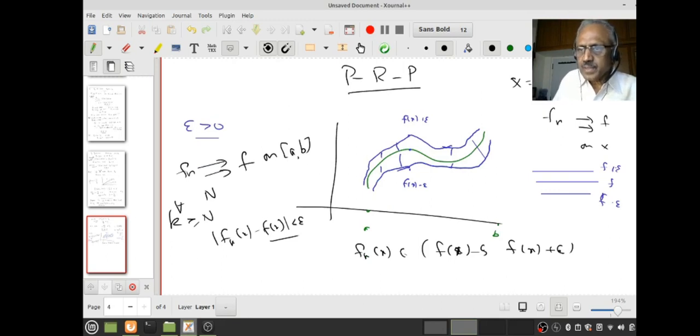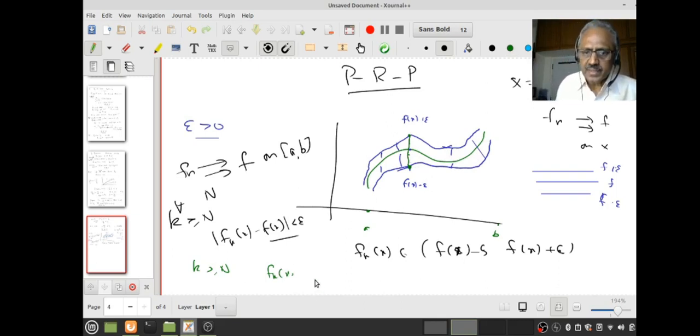So this is your f(x). This is my f(x) minus epsilon. This is f(x) plus epsilon. Therefore, for k greater than or equal to n, f_k(x) should lie somewhere in here, and this should happen for each and every x in the interval AB. That means, can you guess what it is?